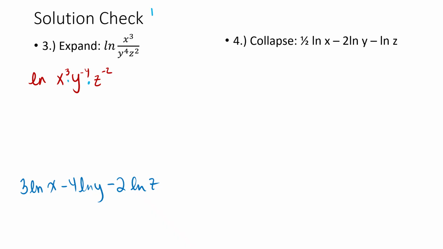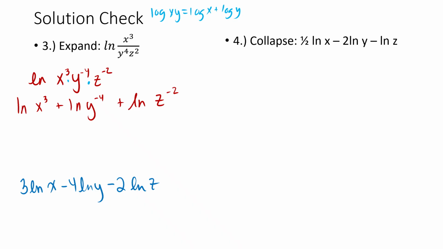And that allows us to apply this property that if you see something multiplied in the argument, that would be adding the individual logarithms together. So I can do natural log of x to the third plus natural log of y to the negative 4 plus natural log of z to the negative 2. I don't know why I converted to a cursive L and then out of a cursive L. There's no rhyme or reason to that.